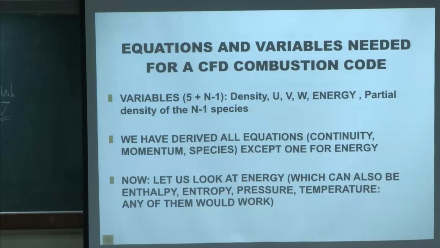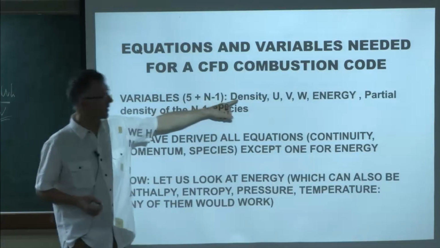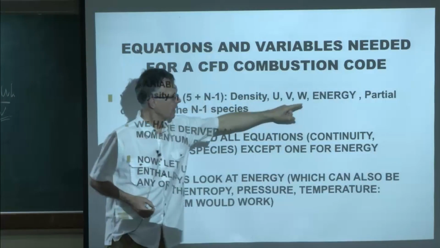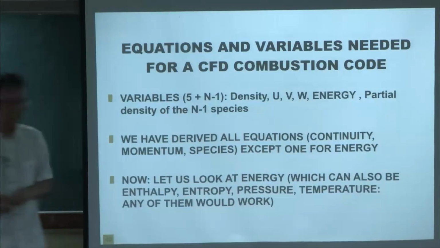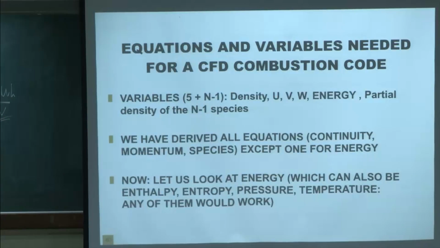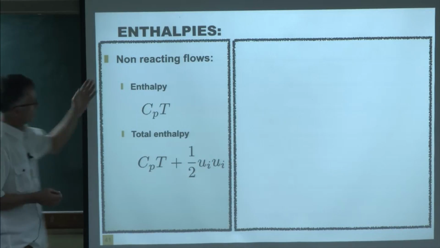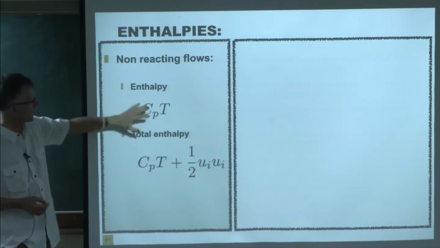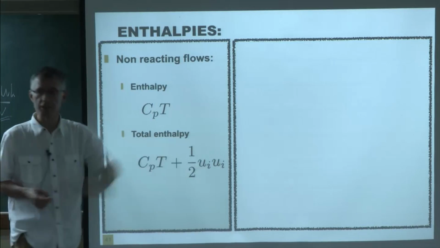So I'm going to jump that, and go back to my CFD business. I have derived the equations for density, for the velocities, and for the partial density of the species. I need to talk about energy. Now, for energy, the question is, first, which variables you want to solve for? You know that if you write a code for classical aerodynamics, you work normally with total enthalpy, which is the enthalpy plus the kinetic energy.